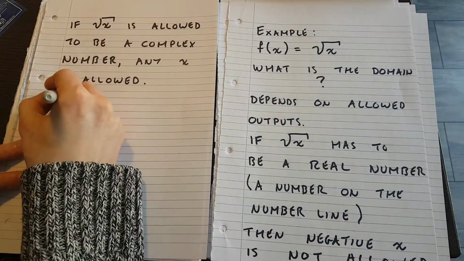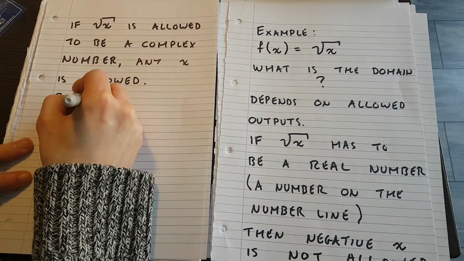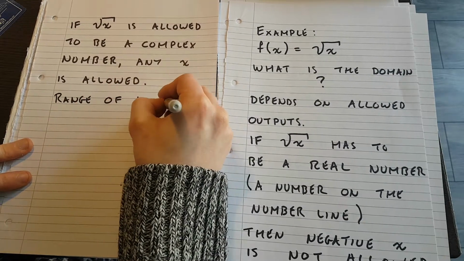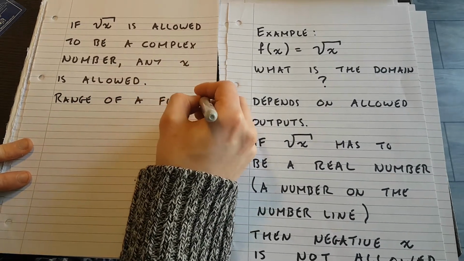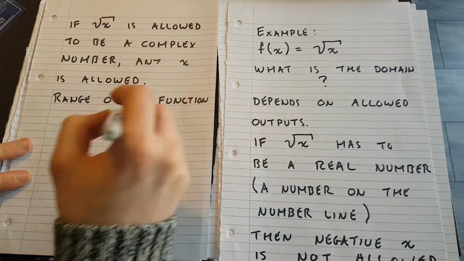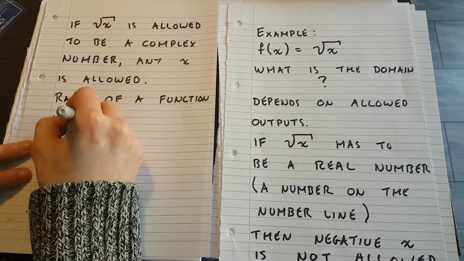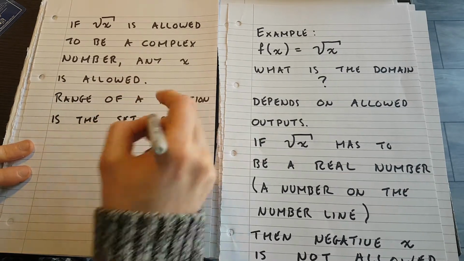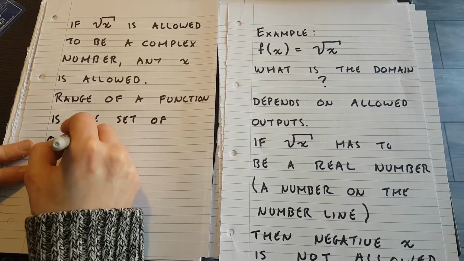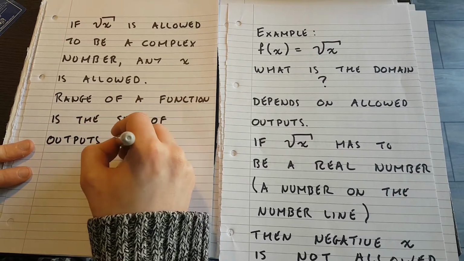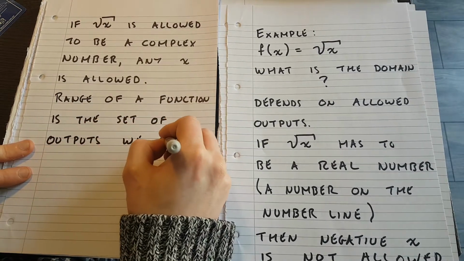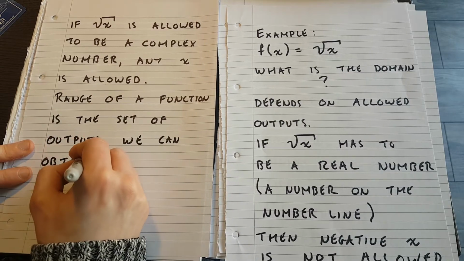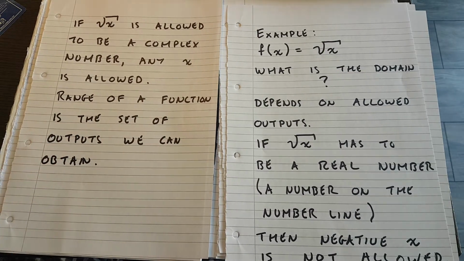Range of a function. Okay, what is the range? Is the set of outputs we can achieve. Okay, which is a pretty simple idea.